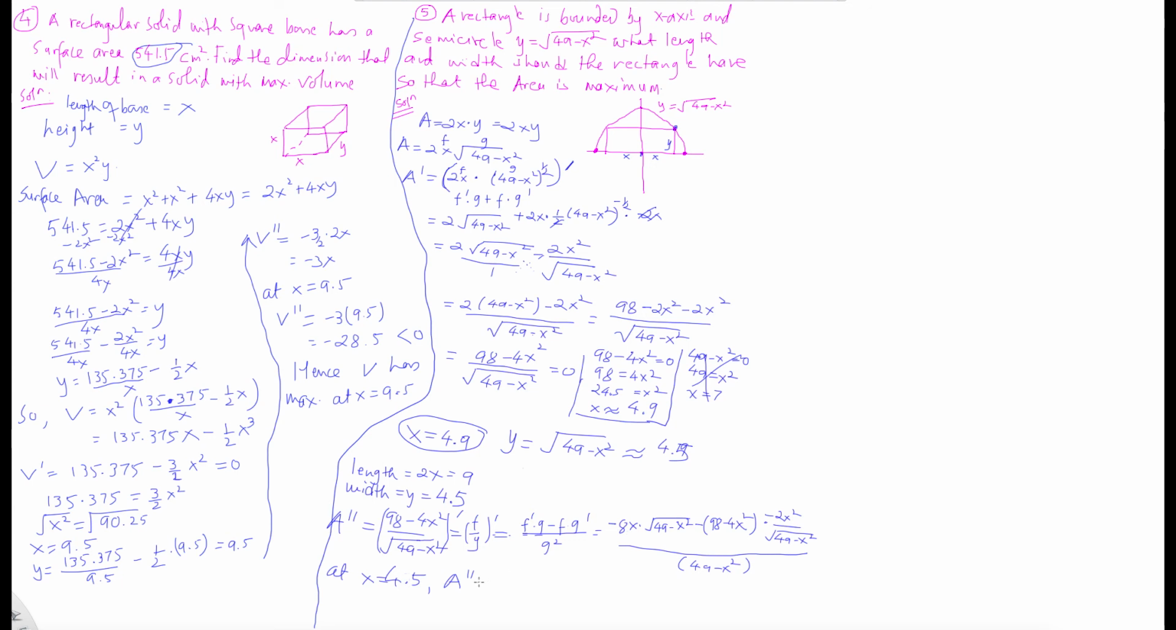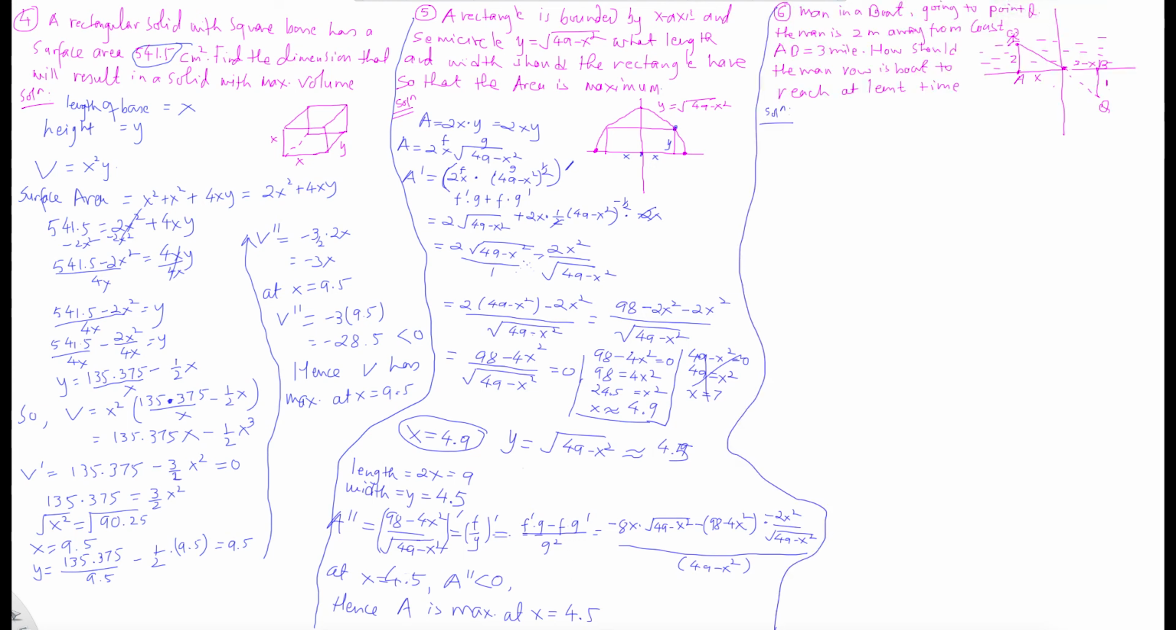So basically you get negative, the value will be negative. Hence A is maximum at x equals 4.5. So that's the solution. Okay, the last example on this section is this.